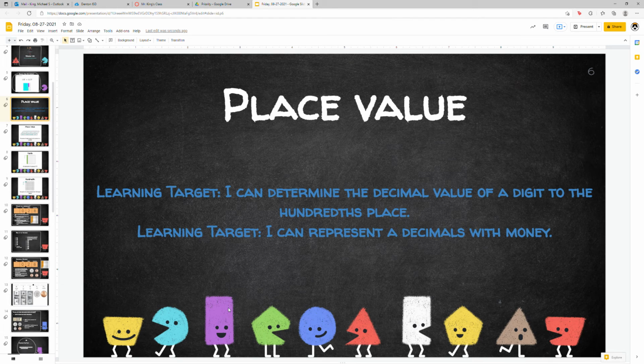So let's talk about decimals again. Let's review what we have learned about decimals over the last 2 days. We are still talking about place value. Decimals fall under that category for us too. We're talking about the place value of decimals, understanding how they relate to each other, relate to the rest of our place values, also how decimals relate to money.